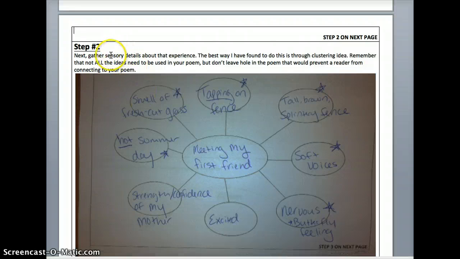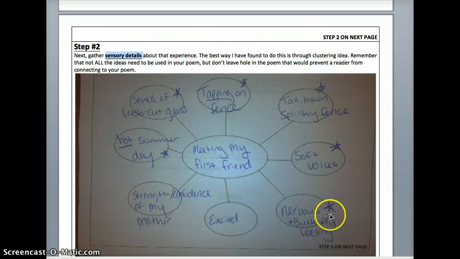Gather sensory details. These are details that appeal to the 5 senses of hearing, smelling, tasting, touching, and seeing. So anything that is in one of those categories would be a sensory detail. And I want to pick sensory details about that experience. The best way I found to do this is through a clustering idea. And so I've made a cluster here, and I've taken a picture for you because it's difficult to type this out. I put the topic in the middle, meeting my first friend, and around the outside I have details related to that event. The stars indicate details that have the most sensory detail in them.